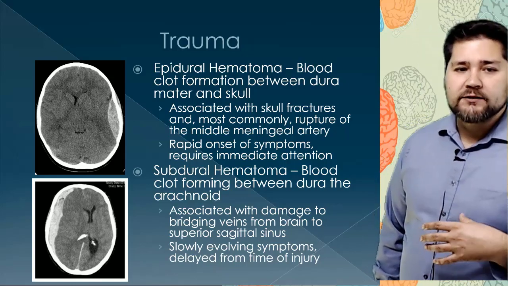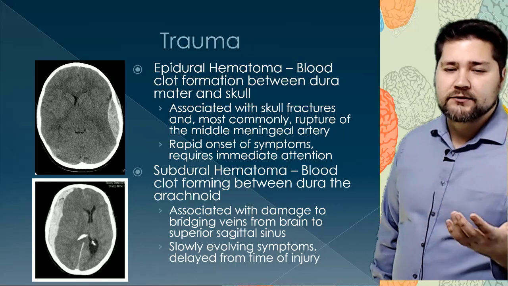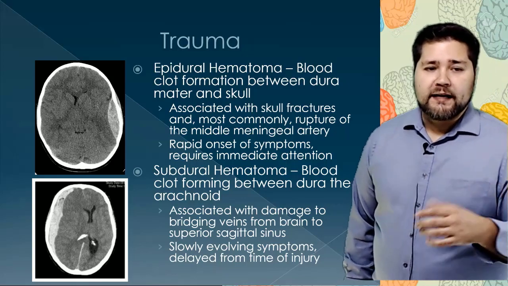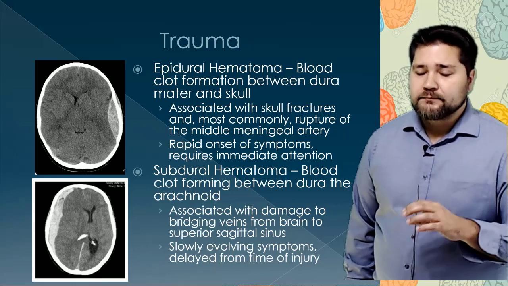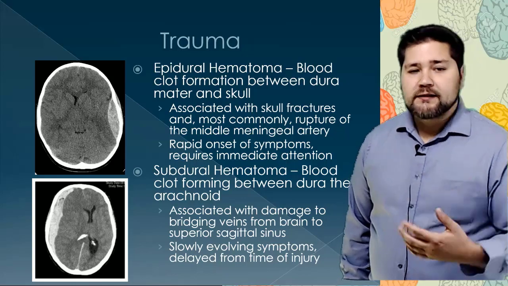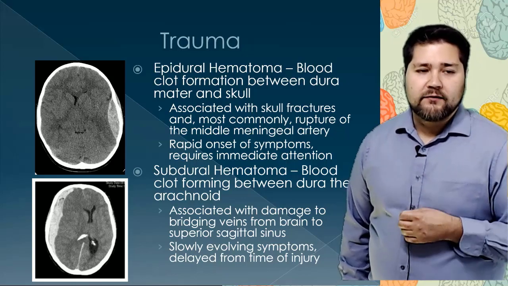And what's going to happen is once those vessels rupture, they're going to be able to start filling the space between that dura and that arachnoid space, or just the arachnoid matter. And as you can see, this is going to be slow growing. These symptoms tend to evolve over time.